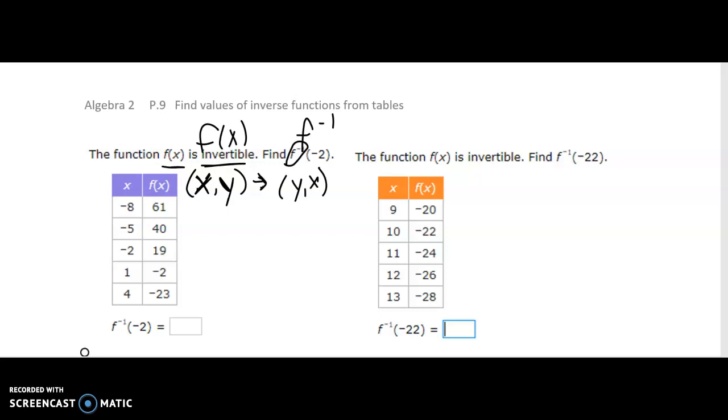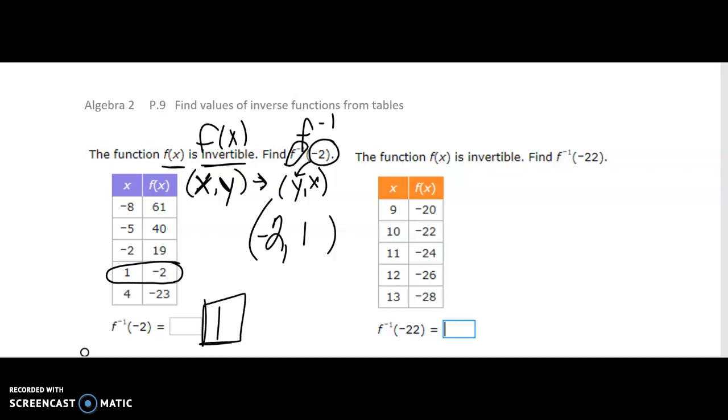So if this is negative 2, if we're looking at the inverse and there's a number in there, it's actually the y. So you're looking for the x. Okay? So negative 2 was the y for the function, so now it's the x for the inverse. I know it's kind of crazy, and I'm making it way more difficult than what it is going to be.